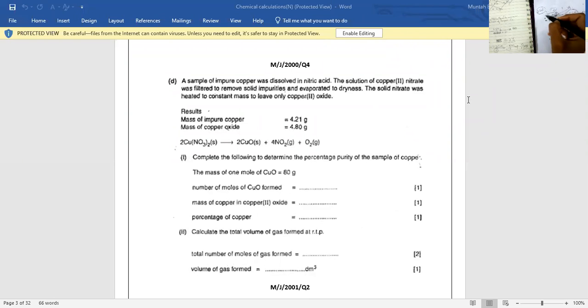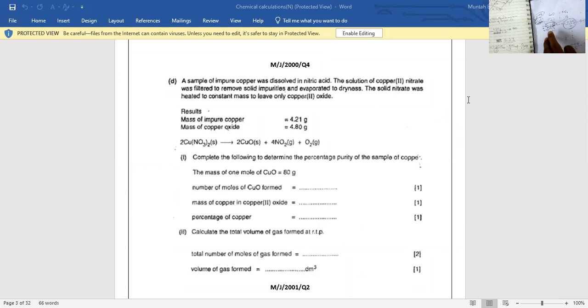There are 0.06 copper oxide. This is not 1, this is 0.06. Understand this. This is 0.06 moles of copper oxide. This is the actual number of moles, but the ratio in which the moles exist of copper oxide to nitrogen dioxide is 2:4. For every 2, you have 4 nitrogen oxide.